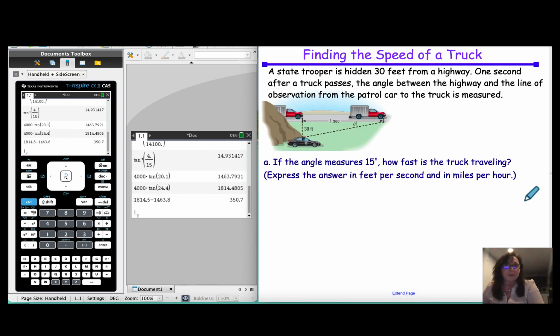All right, finding the speed of a truck. I actually love this question. You have a state trooper, and the state trooper right here is hiding behind this rock, and that is a good place to hide. It's 30 feet from the highway. So this person is 30 feet away. This is going to be a perpendicular line. This length is just 1 second. Now, what does that have to do with anything? It has to do with the fact that it's just 1 second after the truck passes, the angle between the highway. So this is the angle that I want.